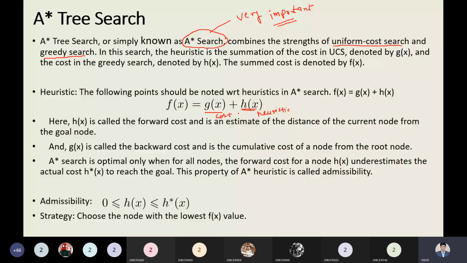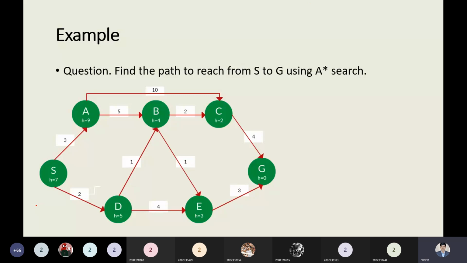H(x) is called the forward cost, and it is the estimated distance of the current node from the goal node. G(x) is called the backward cost, and it is the cumulative cost as we have seen in the uniform cost search. So here we are going to this one, and admissibility will be like this. This is the point we have to keep in mind. To understand this problem I'm taking a simple example. Then we will move to the theory if required. So let us understand this point right now.